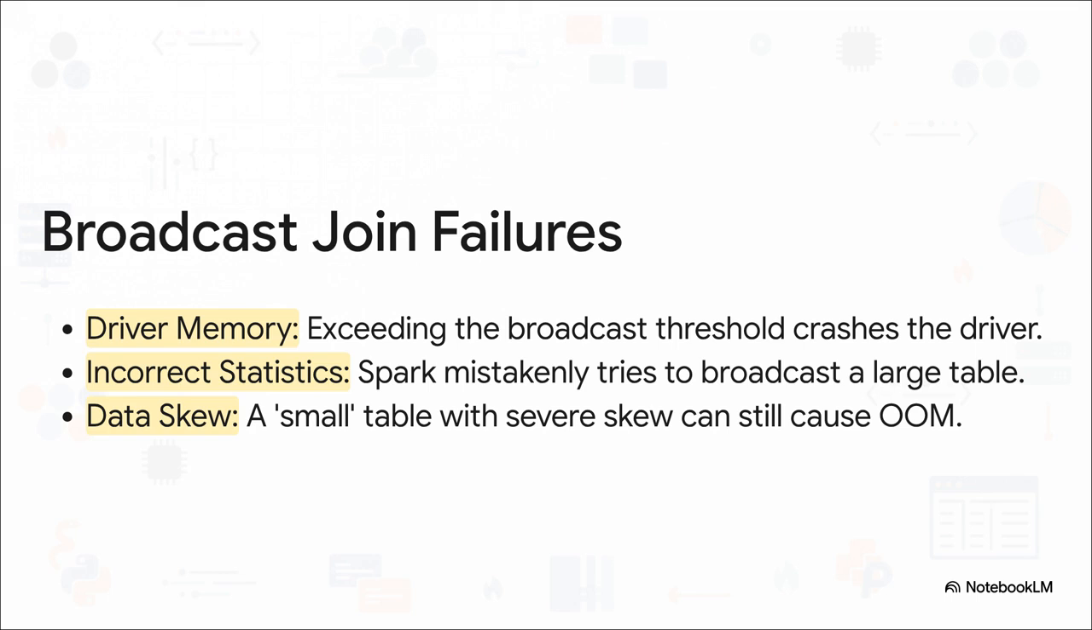So if that small table is actually much bigger than you think, or just bigger than the driver's available RAM, the driver will crash and your entire job fails. It's a critical bottleneck to understand.